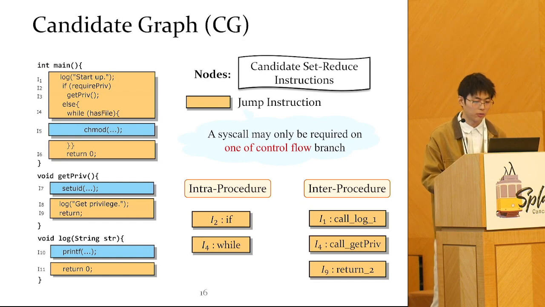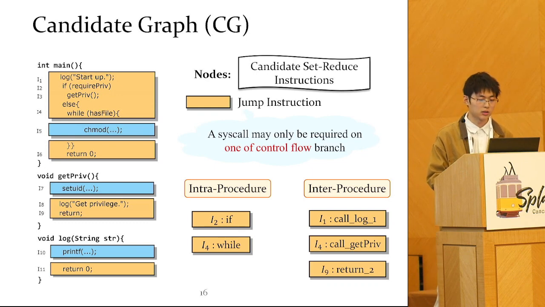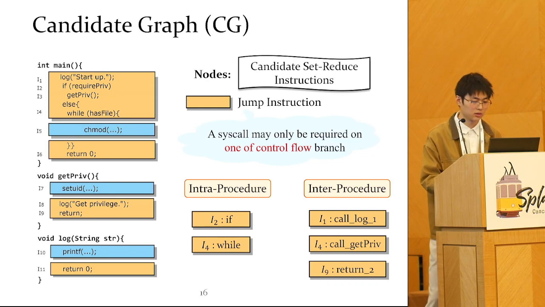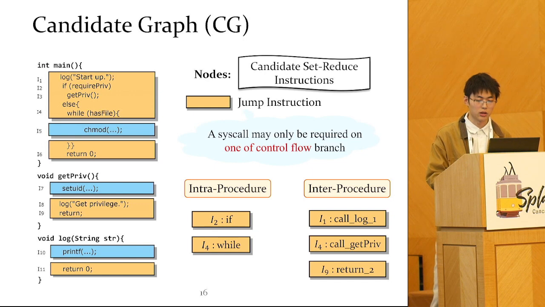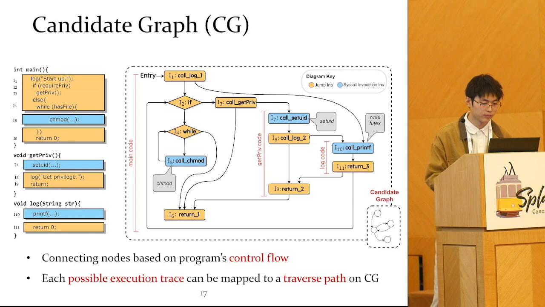The second type involves jump instructions. Since after the program jumps to one branch, some syscalls on other branches will become unreachable. A program typically contains both intra-procedure and inter-procedure jumps. Intra-procedure jumps are usually caused by statements like if and while. Inter-procedure jumps are typically function calls and returns. Moreover, some programs may invoke indirect calls, for which we utilize SVF to resolve the targets of indirect calls.